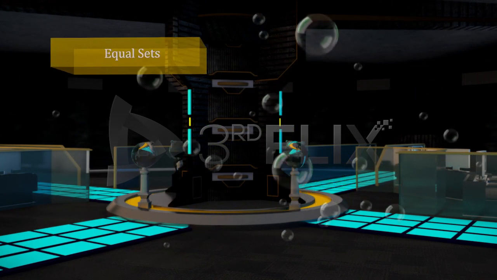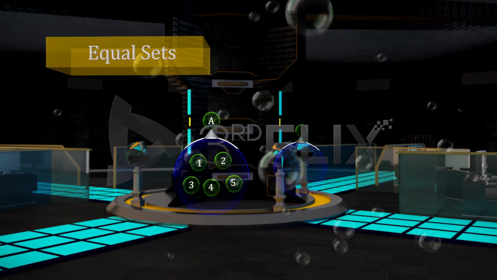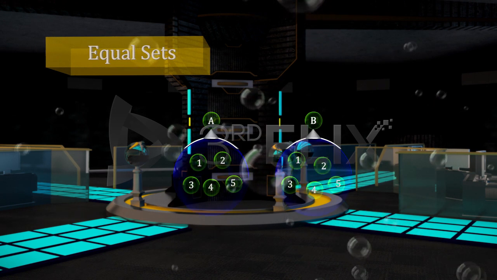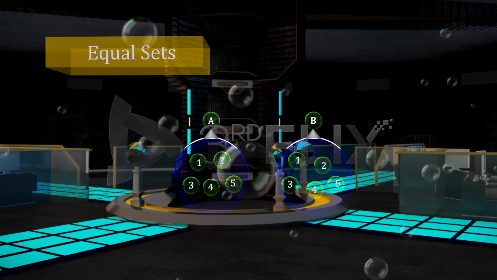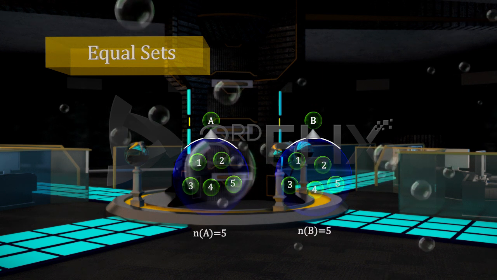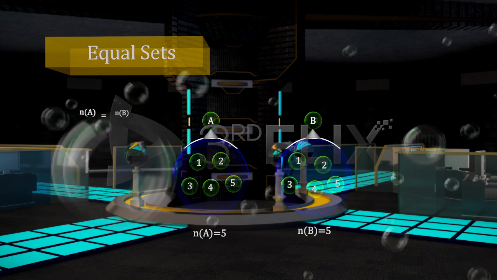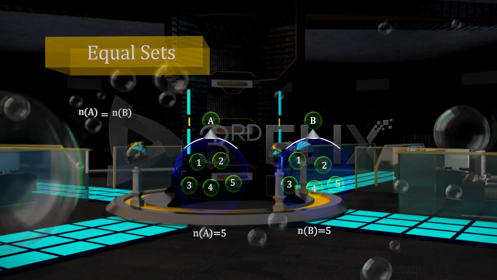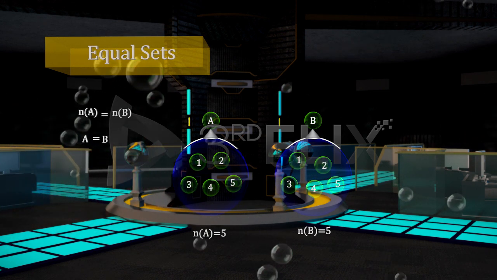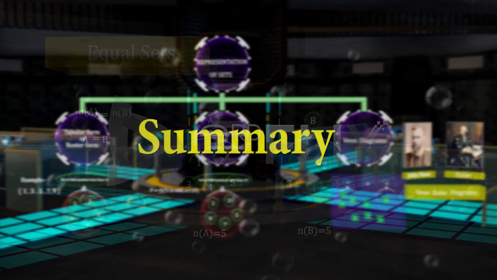Equal sets. Two sets A and B are said to be equal sets if A and B have the same cardinal number and they have the same elements. If sets A and B are equal, we can write A equals B. Summary.